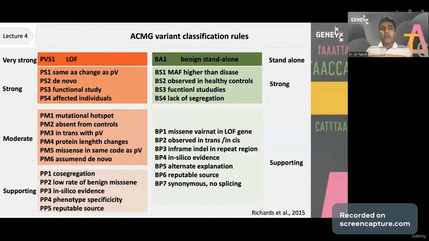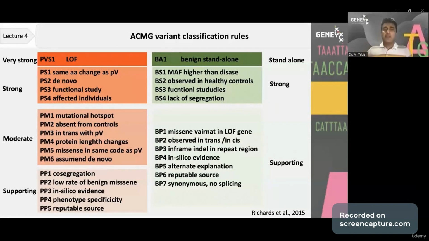And on the other hand, there are the benign criteria, the benign stand-alone. If a variant has more than 5% frequency in healthy populations, then we apply BA1, the benign stand-alone. And then there are the strong benign criteria, BS1, where there's a higher minor allele frequency than the disease prevalence. Then BS2 deals with penetrance and being observed in healthy individuals. BS3, benign criteria extracted from functional studies, and BS4, the lack of segregation for the benign criteria.